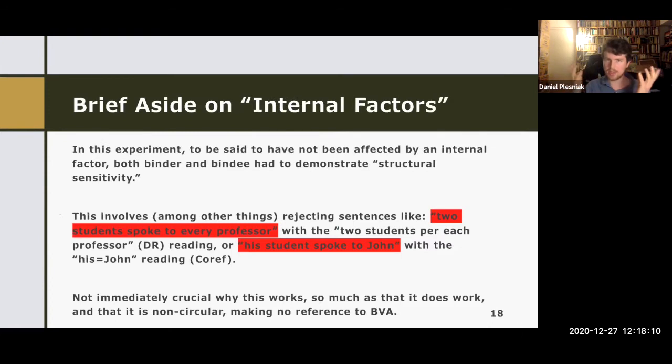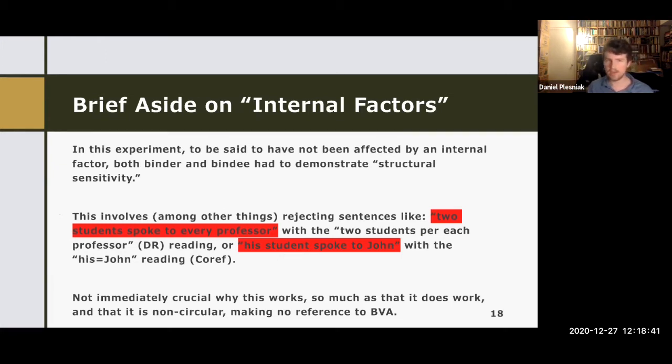If this is too complicated, I know for some people this gives them a headache, you can tune out. We won't come back to this too much, though I'm happy to talk about it more if people have questions. But basically, to be said to not have an internal factor affecting them, both binder and bindee have to demonstrate structural sensitivity through something other than BVA, because otherwise that would be completely circular. This involves a few components, but the major one is rejecting certain anti-structural readings.